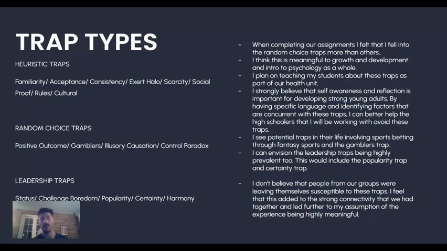I don't believe that people from our groups in High Five were leaving themselves especially susceptible to these traps. I feel that this added to the strong connectivity that we had together and led further to my assumption of the experience being very highly meaningful.